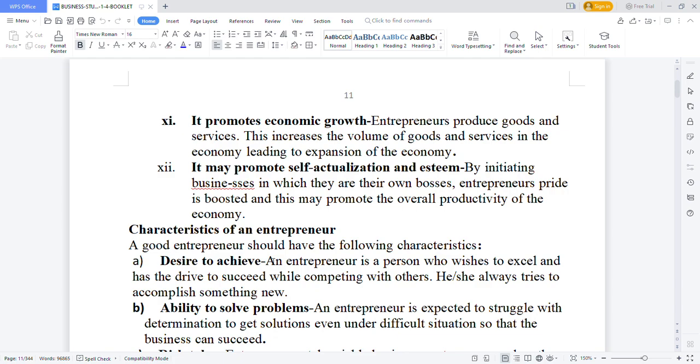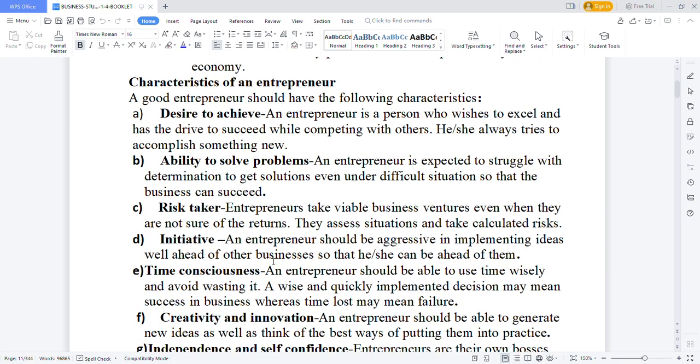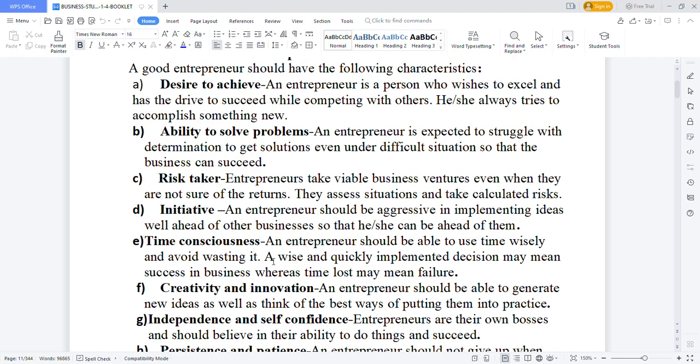What are some of the characteristics of an entrepreneur? In an exam, you can be told to explain 5, 4, 6 characteristics of an entrepreneur. So the first one is desire to achieve. An entrepreneur is a person who wishes to excel and has the drive to succeed while competing with others. He or she always tries to accomplish something new. That is one of the characteristics of an entrepreneur, desire to achieve.